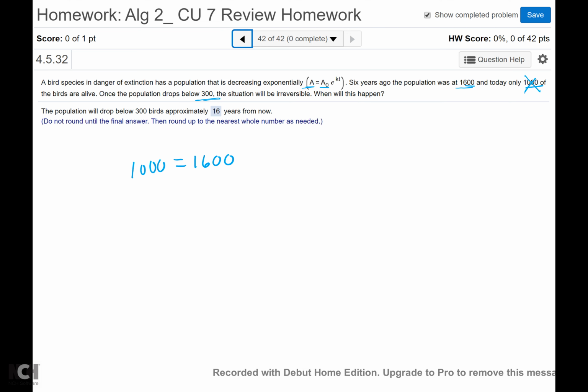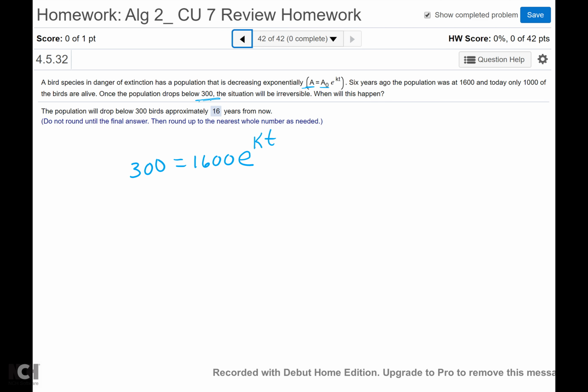Today only 1,000, but they want to know when is it going to go below 300. So they want to know when will the final amount be 300. Tricky buggers, they gave us extra information. And that will be e to the kt. Oh, buggers got me twice. Okay, they didn't give me the k.